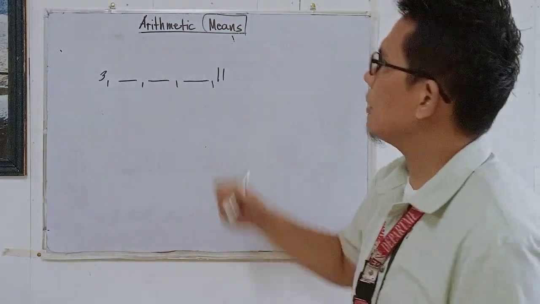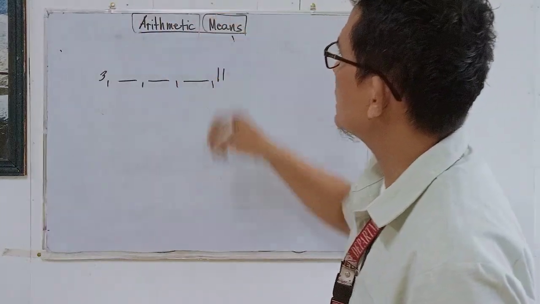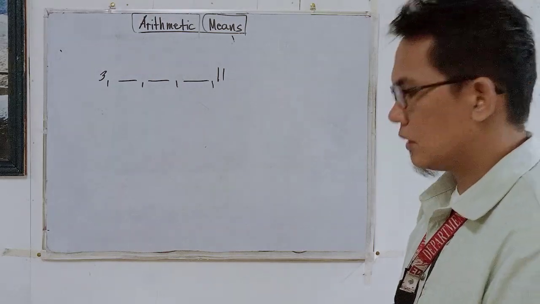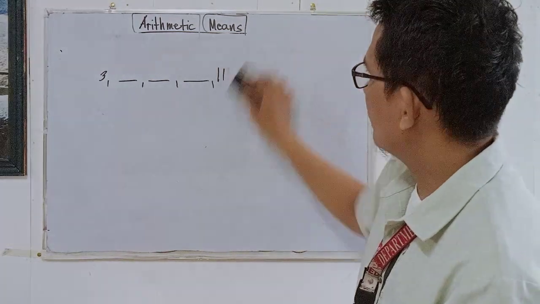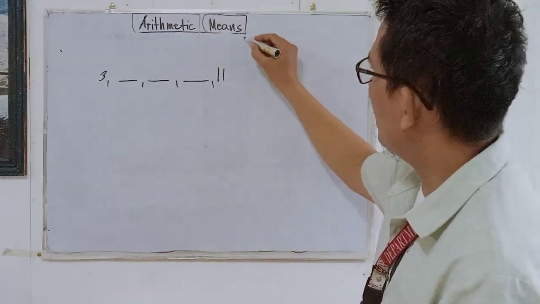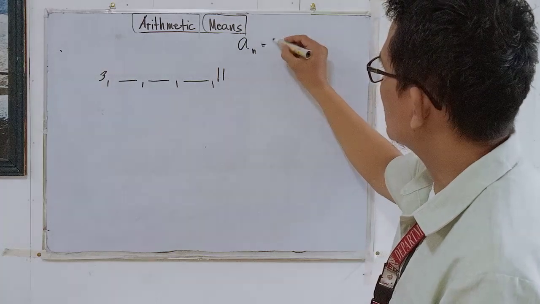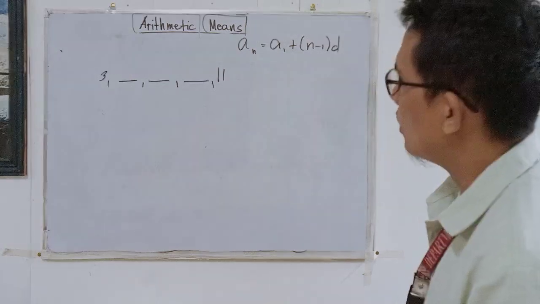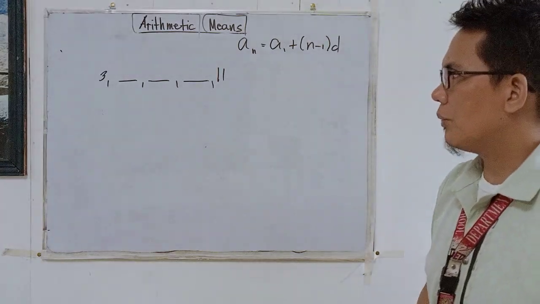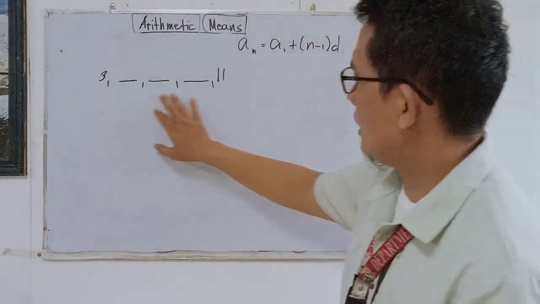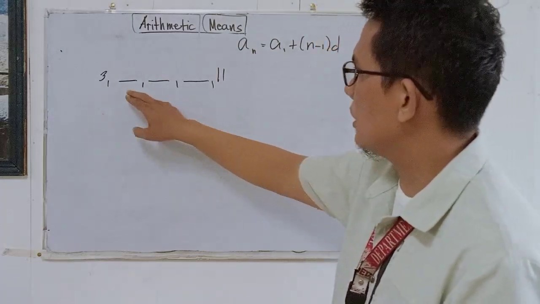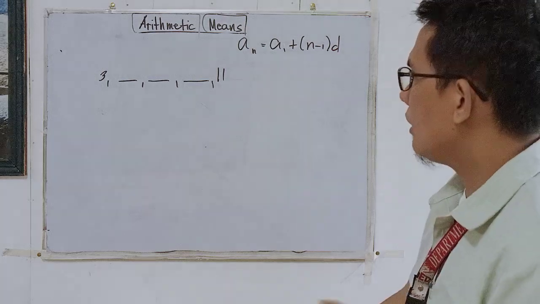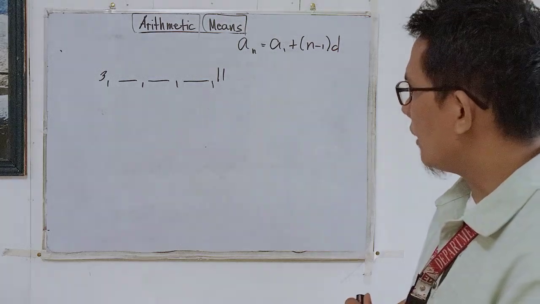Since we're talking about arithmetic sequence, this is still arithmetic sequence. Let us not forget our formula. And the formula was a sub n is equal to a sub 1 plus n minus 1 times the common difference. But by evaluation, we can directly say what are the numbers to be inserted between 3 and 11. But how about if we're going to use our formula?